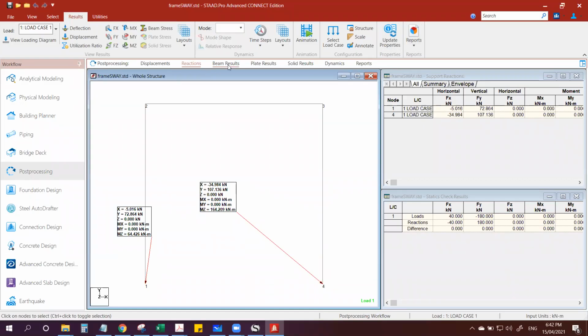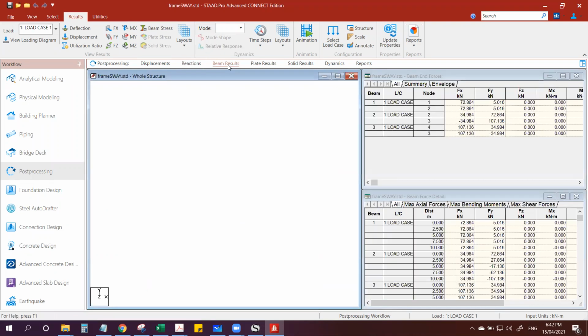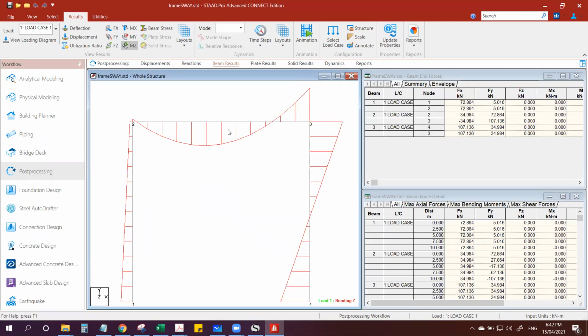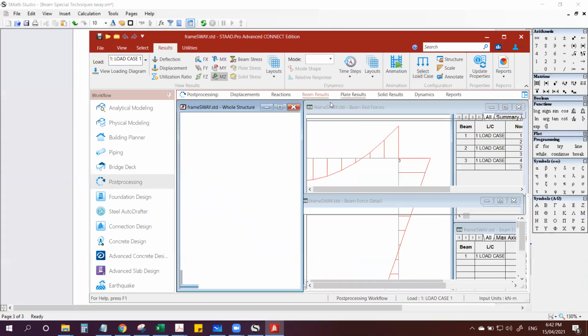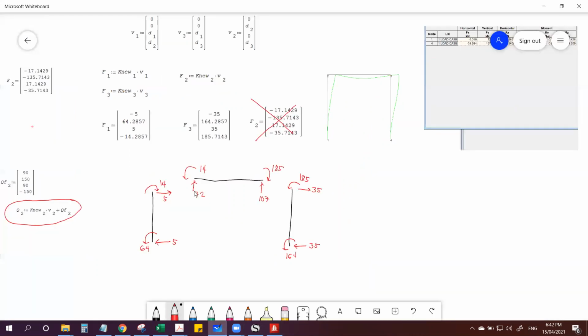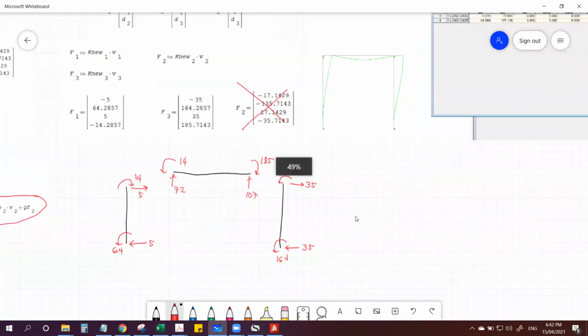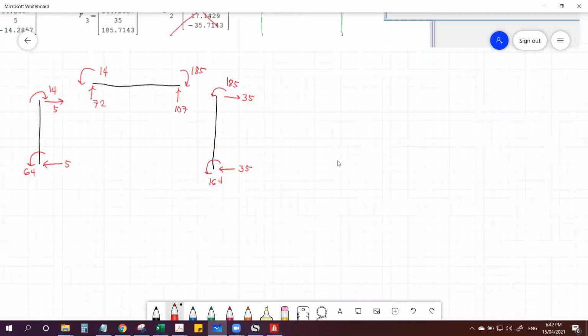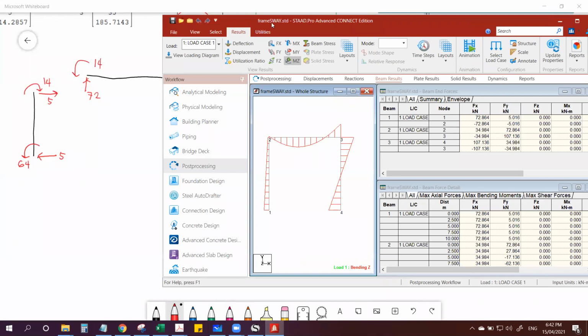Okay, so how about the member forces? So let's see. I'll minimize this and proceed with our free body diagram here. This is STAAD.